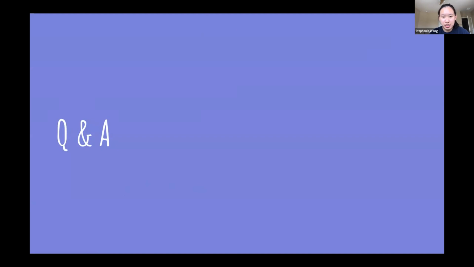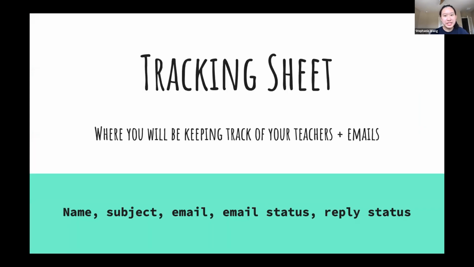Let me check the Q&A. What is an email status? Good question. So the email status is basically just whether you sent it or not. For the ones that you have already sent, you'll just write sent. For the ones that you haven't sent yet, just say not sent. And another tip that I have for this is to color code. For the ones that you sent, color code it in green, and the ones that you haven't sent, color code it in yellow or red or something. So this way you can easily tell.